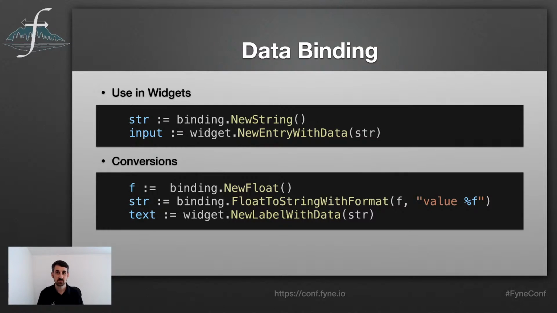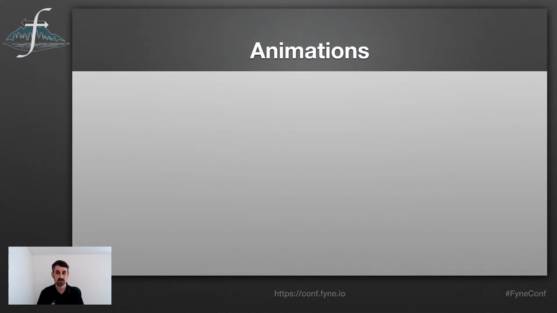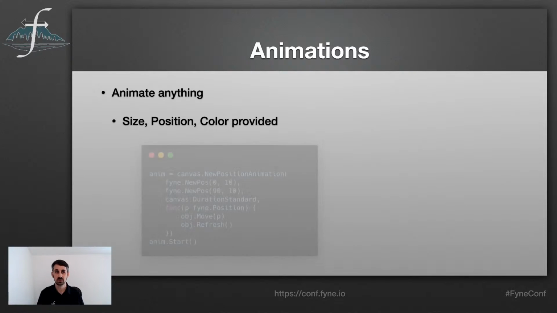So hopefully those data bindings have helped people to advance what their applications are capable of, but also we added animations. You can in fact animate everything that you want. It's just a wrapper around a time slice that's optimized for drawing. We provided size, position, and color animations built into the main library. So what does that look like?